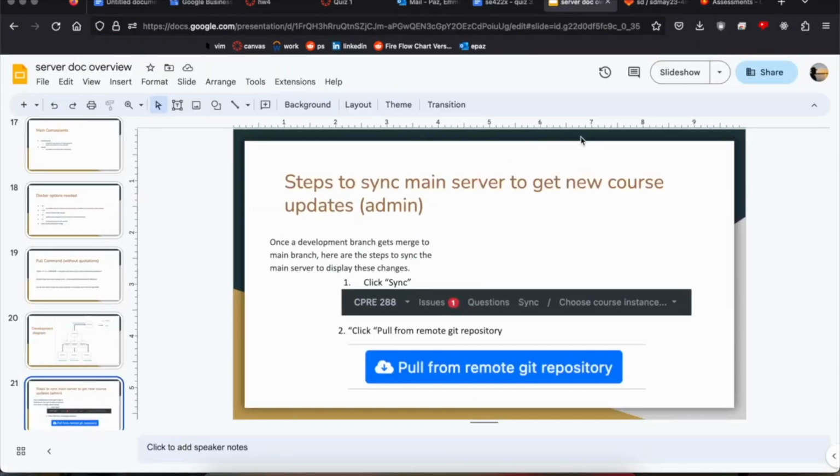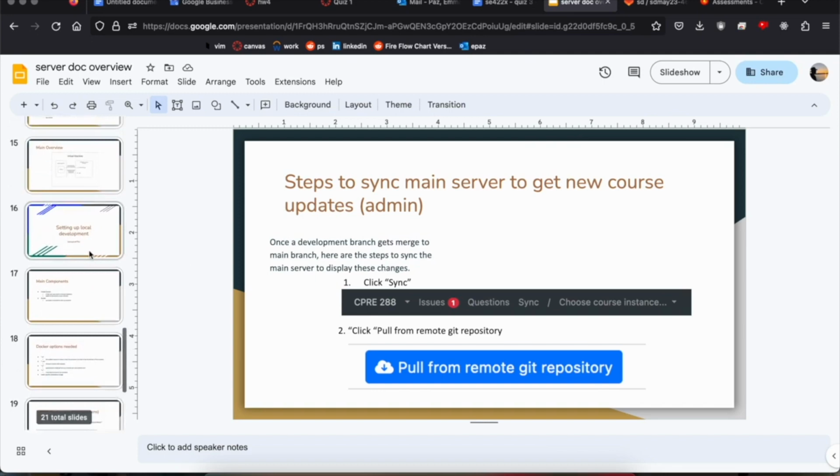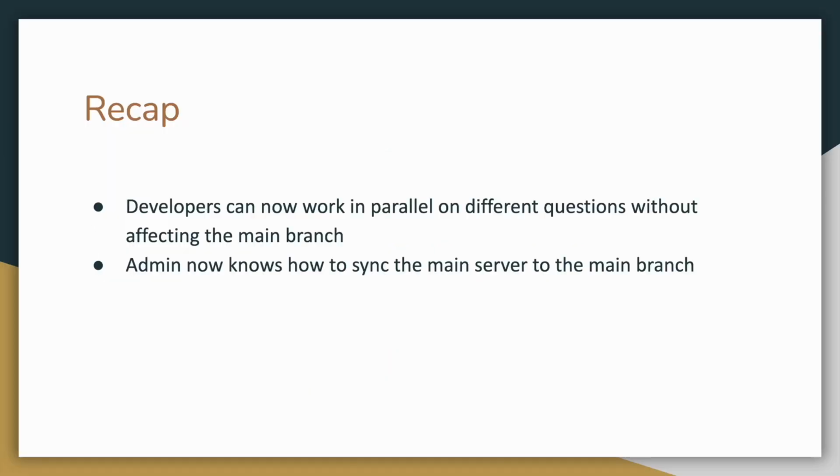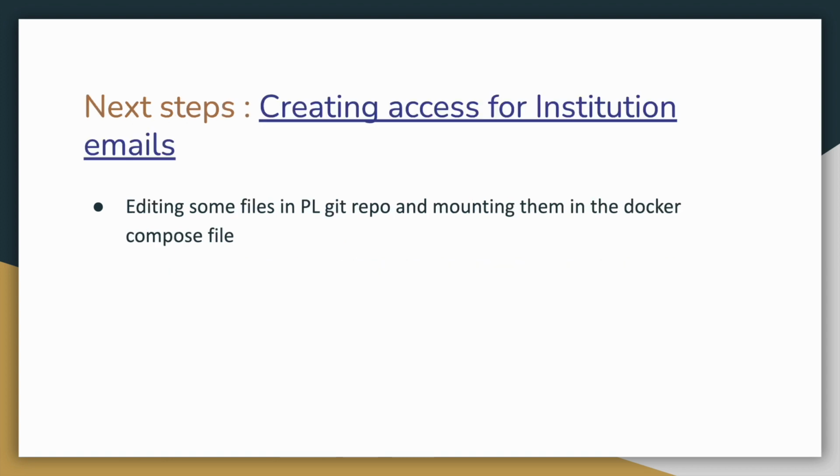So yeah, this is how to set up the local development and a little insight of how we develop and how to sync up the main server. So to recap, now developers can work in parallel on different questions without affecting the main branch. Admin now knows how to sync the main server to the main branch.